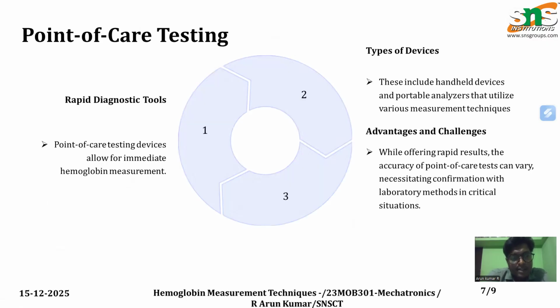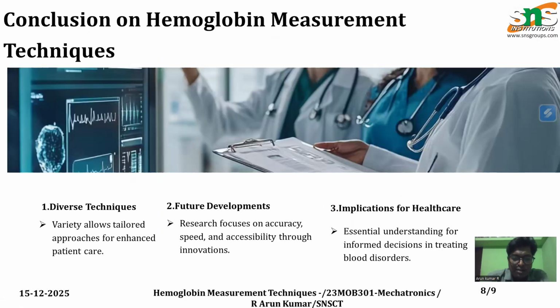For point-of-care testing, there are three aspects: the rapid diagnostic tool, types of devices, and advantages and challenges. A rapid diagnostic tool is a point-of-care testing device that allows immediate hemoglobin measurement. The types of devices include analyzers and handheld devices utilizing these measurement techniques. While offering rapid results, the accuracy of point-of-care tests can vary and requires confirmation with laboratory methods in critical situations.